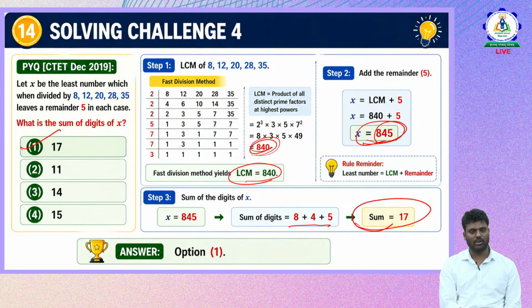So simply, when you have this kind of question, we need to identify the LCM of the given numbers. We find the LCM through the factorization method or division method, whichever works easily for you, and then add the remainder. When you add the remainder, we get the answer. Then we do the sum of the digits of the obtained answer, and we get the solution.